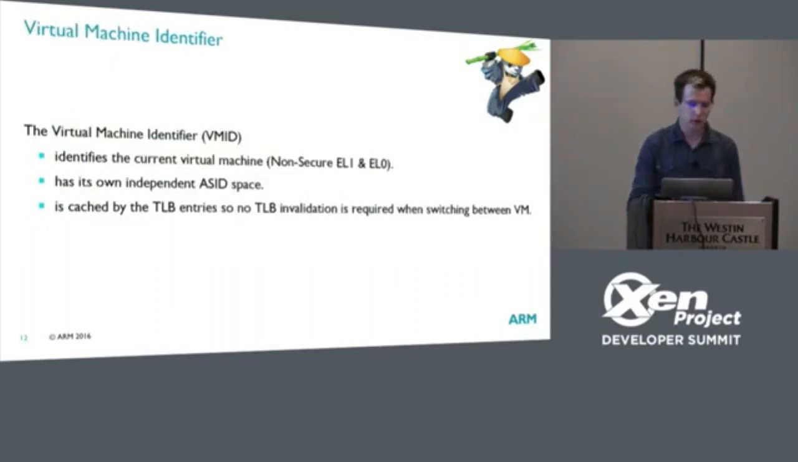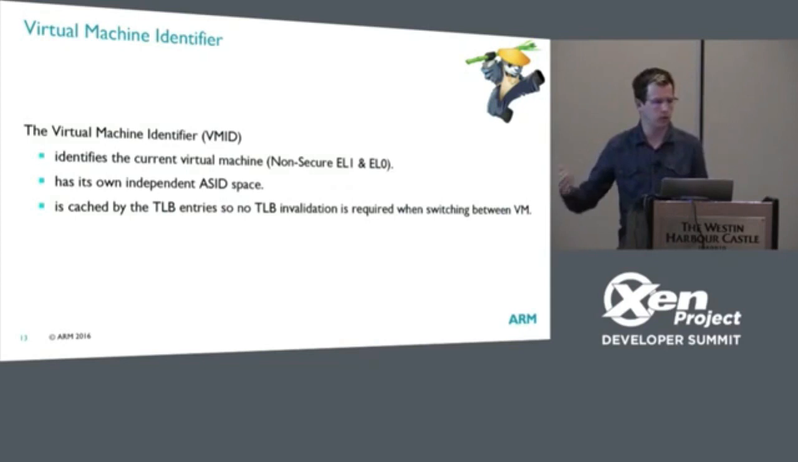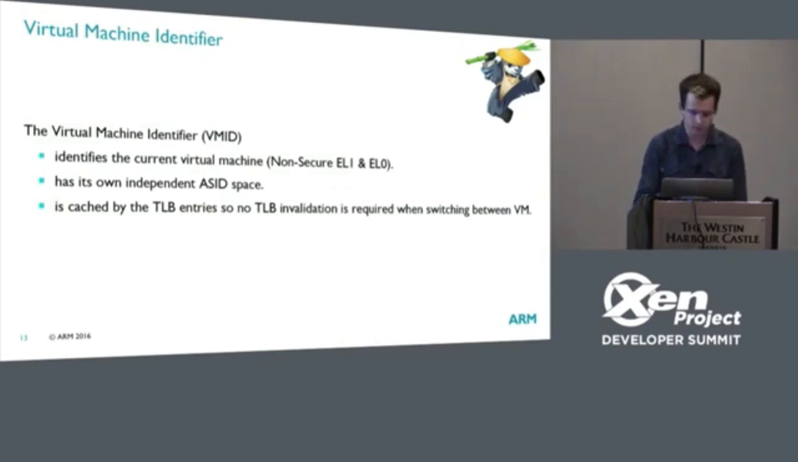On the other side, we have the same thing for virtual machines, because each virtual machine has its own page tables. You also need to be able to context switch between VMs without having to invalidate the TLBs. Each VMID has its own ASID, so you don't have to worry about having the same ASID in different VMs. And it's also cached in the TLBs.